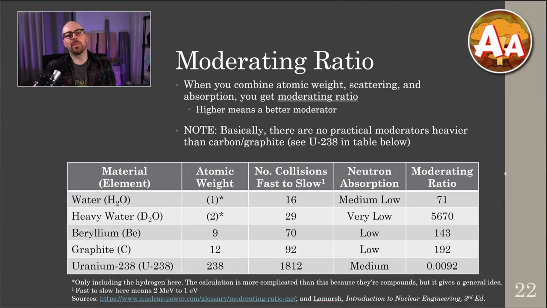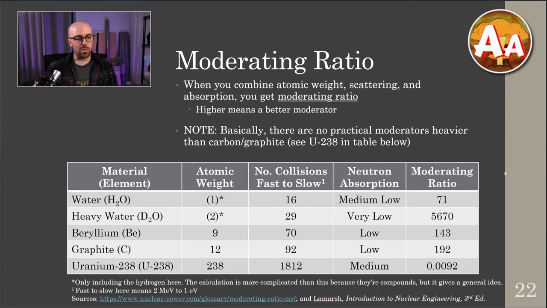All right, if you combine all those metrics together, the atomic weight, scattering, and absorption, you get a new metric called moderating ratio. This gives you one number that gives you a solid gauge as to how good a material will be at moderating. And this is purely from a nuclear perspective. We'll get into this in a second, but there are other concerns and properties about moderators that make them desirable or not. But purely from a nuclear perspective, we have moderating ratio.